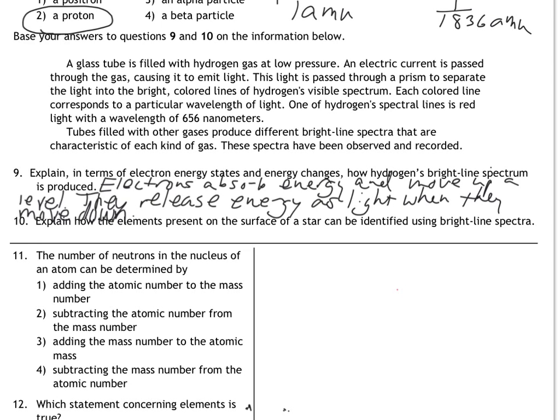Next question says, explain how the elements present on the surface of a star can be identified using bright line spectra. So pause the video, think of an answer, and I will have mine written in when you come back. So here's my answer. I'm going to keep it short again.